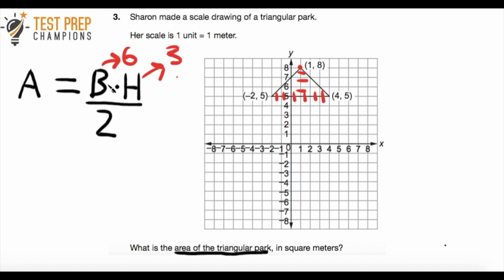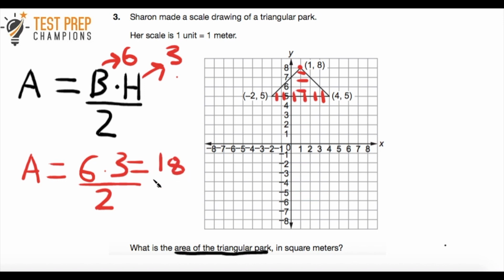But anyway, so we've got the base times the height. Let me rewrite this here. So we've got 6 times 3 divided by 2. And there are 2 ways to do this. You could just do 6 times 3, which equals 18, and then divided by 2, and that equals 9, and that's going to give you the answer.